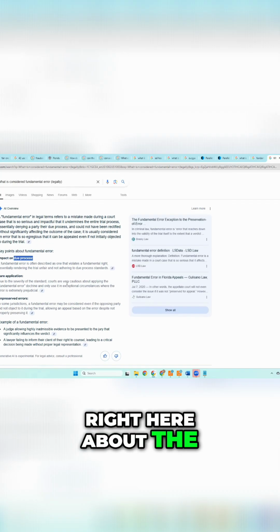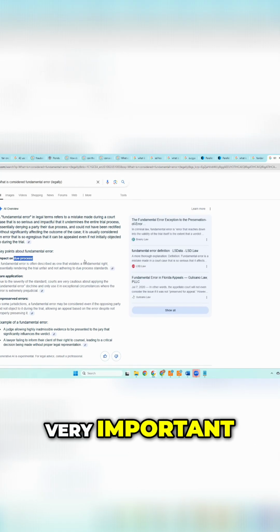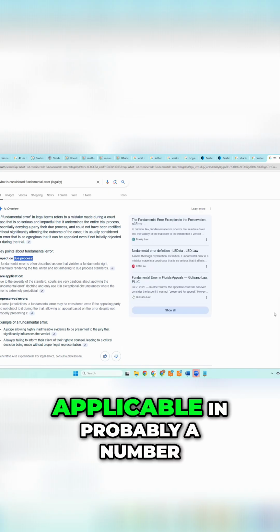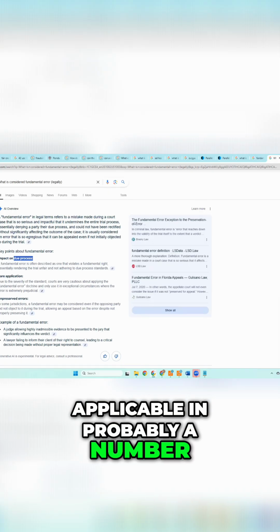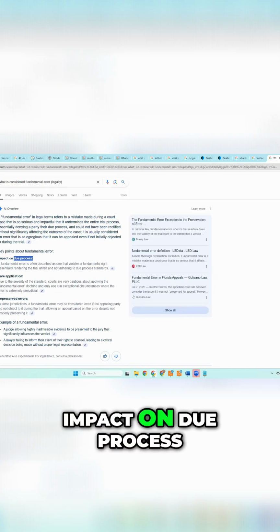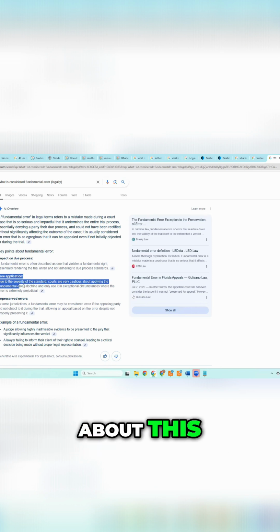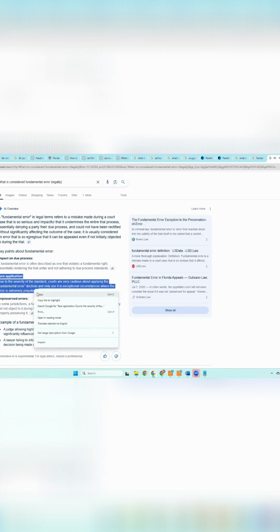Yeah, I like this part right here about the fundamental error doctrine. This right here is very important, I think, and it could be applicable in probably a number of child support cases. I got the fundamental error doctrine, impact of due process, reapplications. Yeah, this is also important here, the fundamental error doctrine. And let me show you what happens when you hit those.